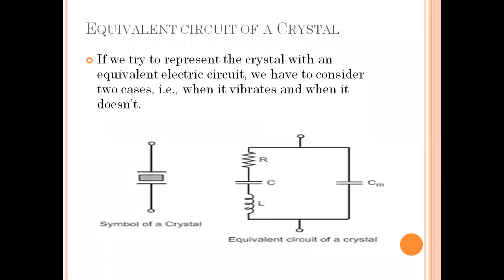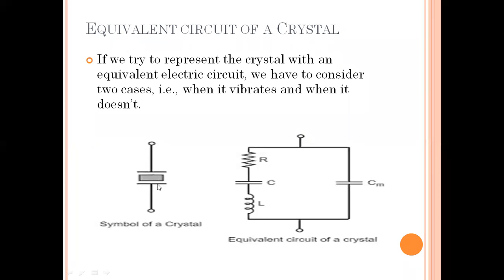So next, the equivalent circuit of a crystal. If you try to represent the crystal with an equivalent electric circuit, we have to consider two cases: when it vibrates and when it does not vibrate. Here this is the symbol of the crystal. We know the crystal is placed between two metal plates, that means it is packaged in two metal plates. After that only it is used in the circuit.